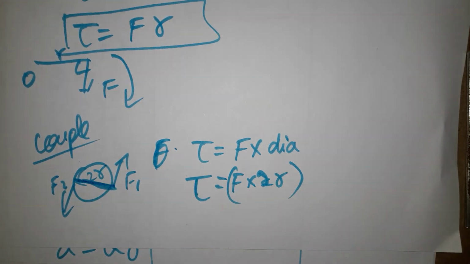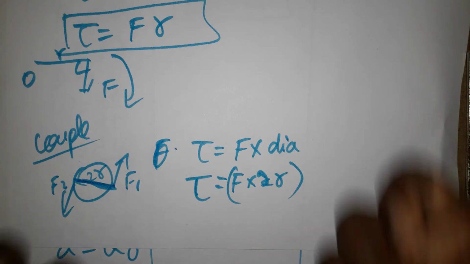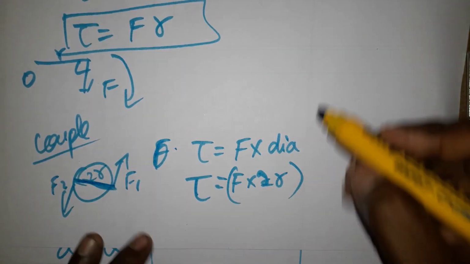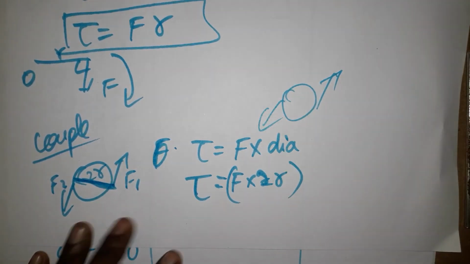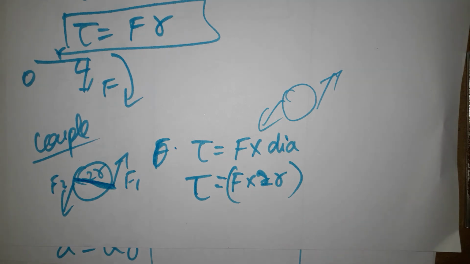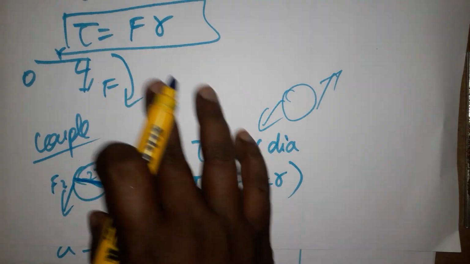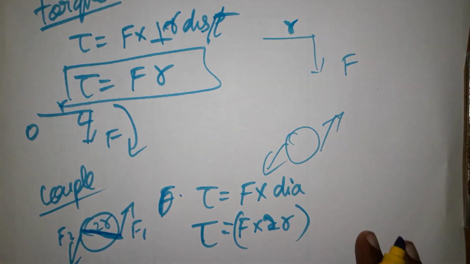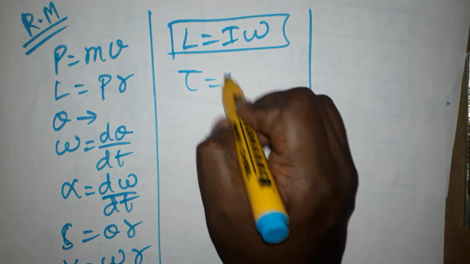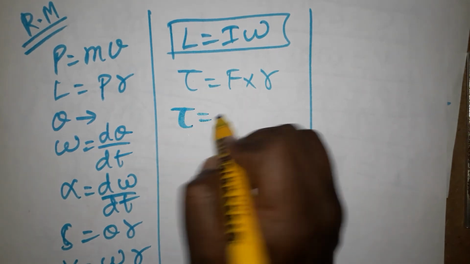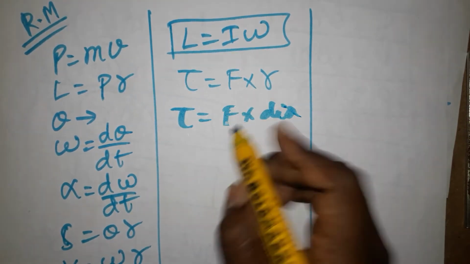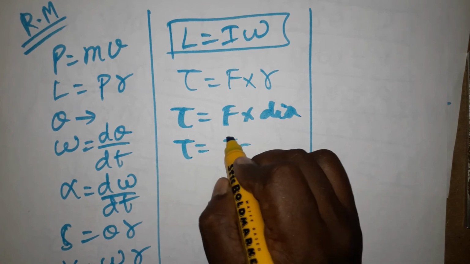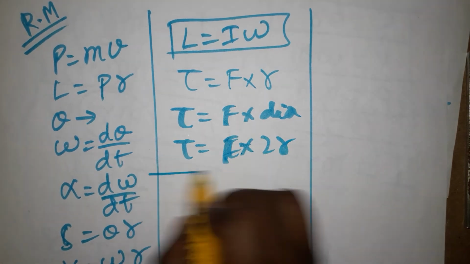Couple force examples: opening a nut, or using the car steering, where we apply force on two sides, equal and opposite. Pen cap, bottle cap, tap, these are examples of couple force. Opening a door we can take as torque, force into perpendicular distance. So torque we got as force into perpendicular distance, couple force we got as force into diameter, otherwise torque is equal to force into two times the radius. So far we got like this.